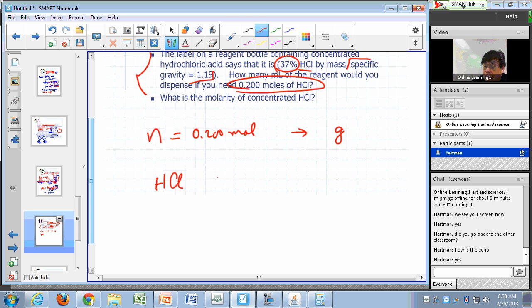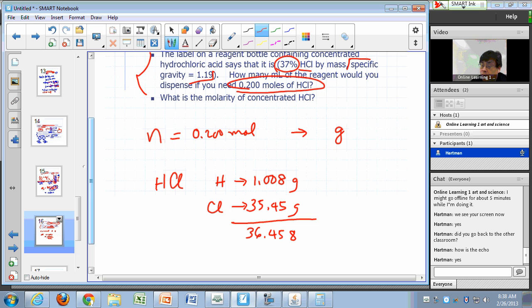So HCl: 1 mole of H is 1.008 grams. 1 mole of chlorine is 35.45 grams. You look this up from your periodic table. So that gives you a total of 36.458, or that would be 36.46 grams per mole. Okay, 36.46 grams per mole is the molar mass of HCl.